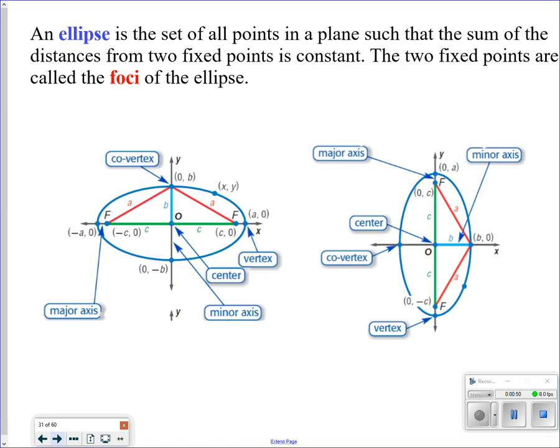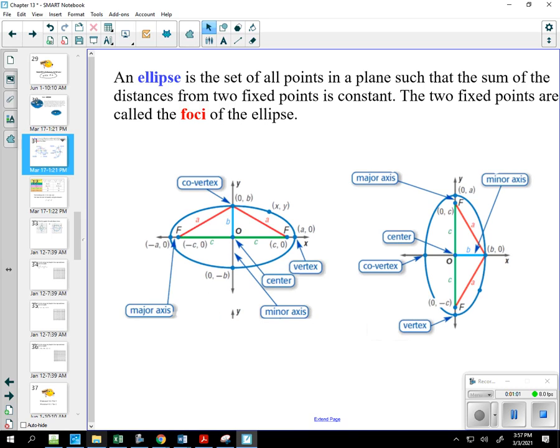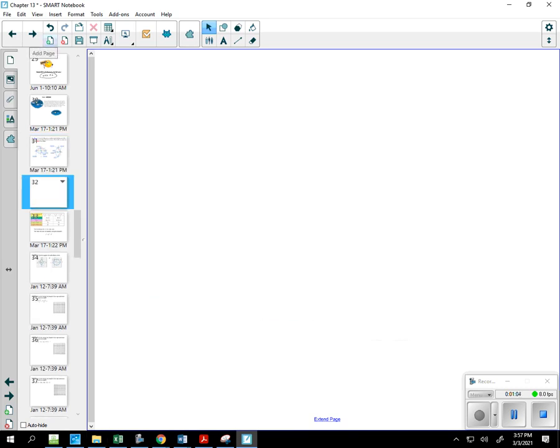If you had to technically give the definition of an ellipse, it is the set of all points in a plane such that the sum of the distances from two fixed points is a constant. And so I'm going to go off script here a little bit and try to explain that, because I think it is important to understand.